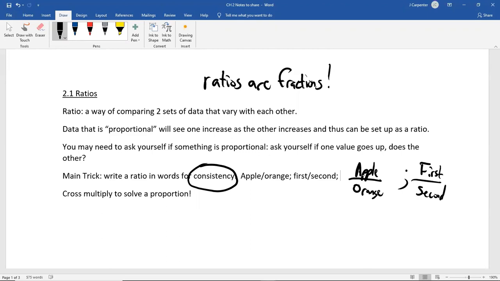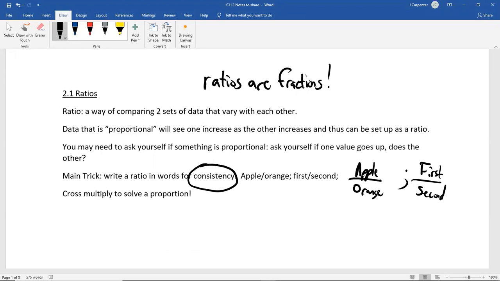Monday over Tuesday, week 1 over week 2, scenario A to scenario B, however you want to do those. So you're going to be setting up equations where it's a fraction equal to a fraction. A proportion is an equation where it's a fraction equal to a fraction. That's our first idea of a proportion.